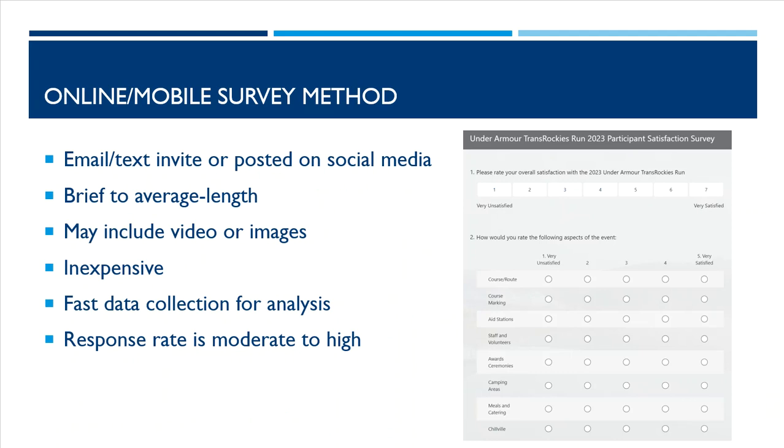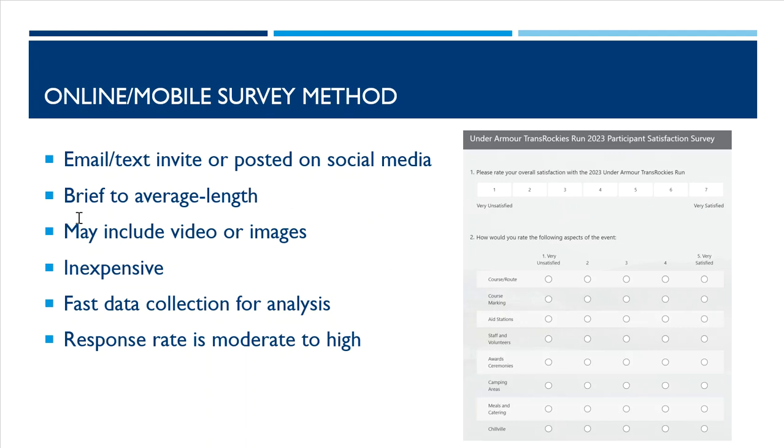So the most popular way of doing surveys is online or mobile, something you can do from your phone very easily. Usually companies these days either email an invite. I haven't really seen text invites, maybe here and there, but usually it's an email invite or it's posted on social media. I would say the majority of the time is email. And you want to keep the survey brief. It can include video and images, especially if it's an email. That makes it exciting to open the email.